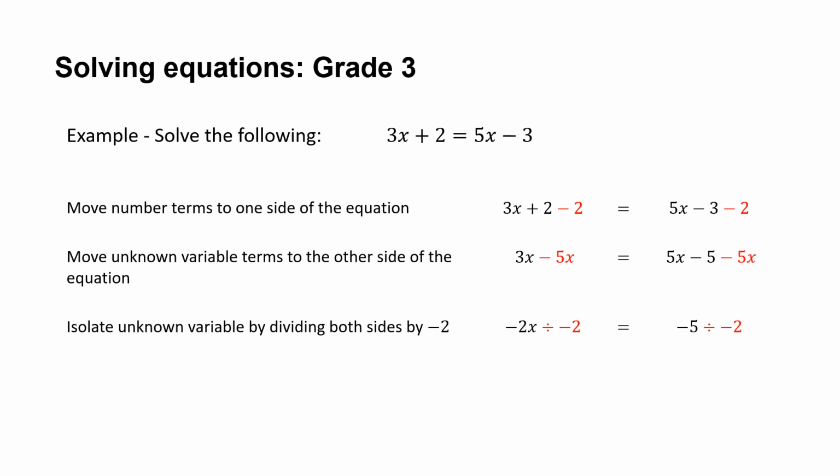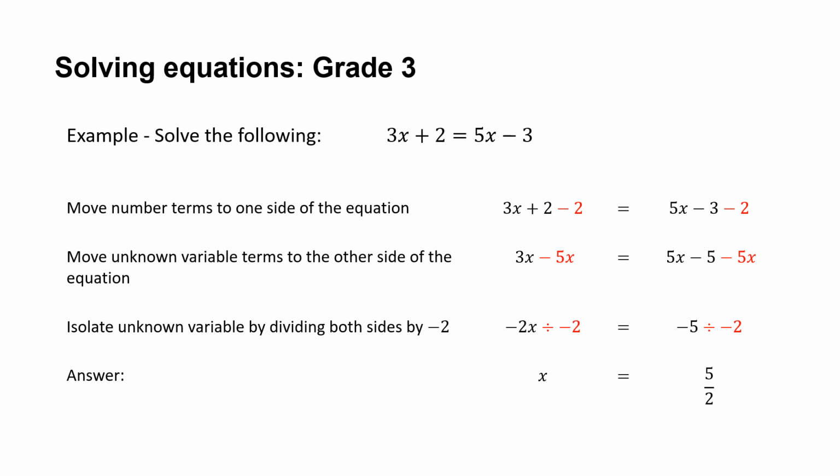So now we need to isolate the x term. So to do this, we can see we've got minus 2x. So what we're going to do is divide both sides by minus 2. So when we divide minus 2x by minus 2, the 2's are going to cancel out and we're going to have x equals, and then it's going to be minus 5 divided by minus 2. Now the minuses are going to cancel out because a minus over a minus is a plus. So we're going to have x equals 5 over 2 as our final answer.